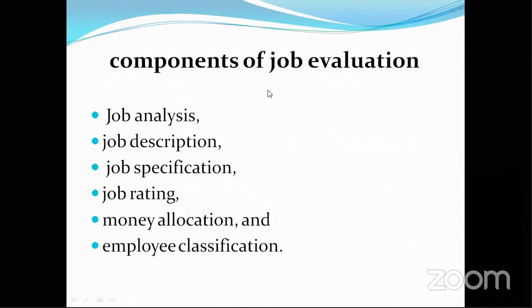Okay. Then components of job evaluation. What are the various components of job evaluation? Job analysis. First, analysis. In this second unit, we have learned job analysis, job description, job specification already. Analyzing means systematically examining. If our blood analysis is done, means blood examination will be conducted. Means what is the blood group, how much HB percentage is there, what are the various components that are present in our blood.